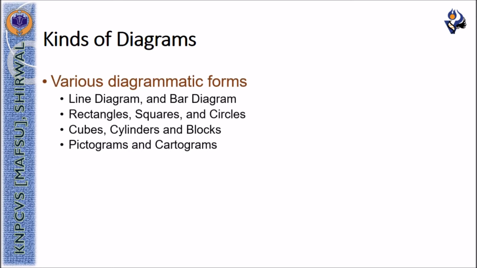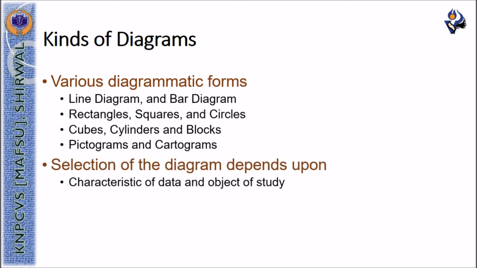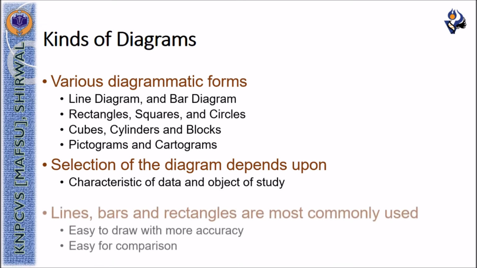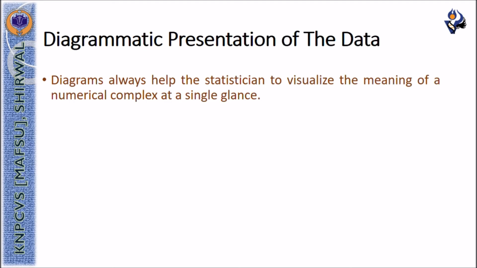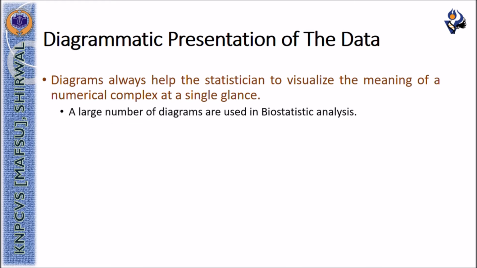We can use line, bar, rectangles, squares, circles, cubes, cylinders and blocks to prepare diagrams. The statistical data can also be presented with the help of pictograms and cartograms. The selection of diagram depends upon the characteristic of the data and the objective of our study. Line diagrams, bar diagrams and rectangles are the most commonly used diagrams. Diagrams help to visualize the meaning of the numerical complex at a single glance.